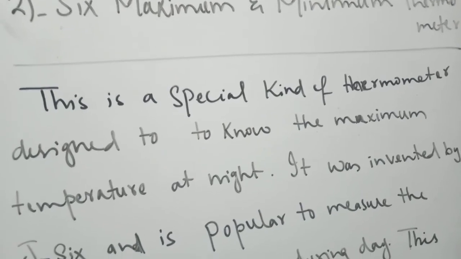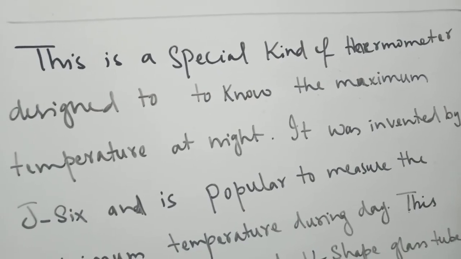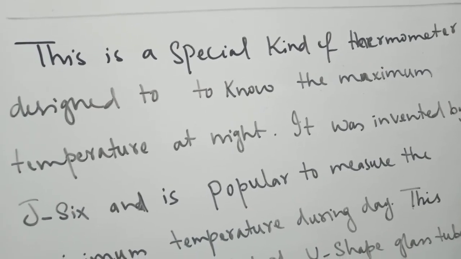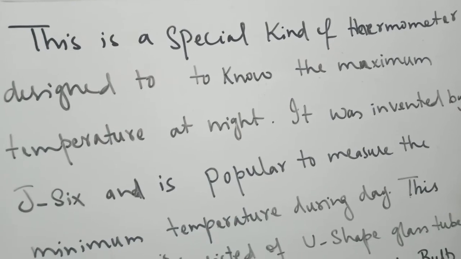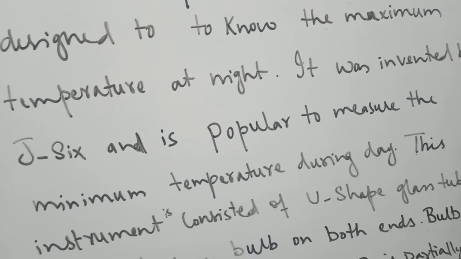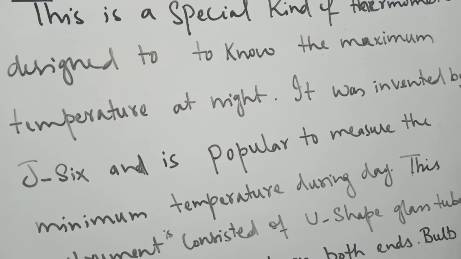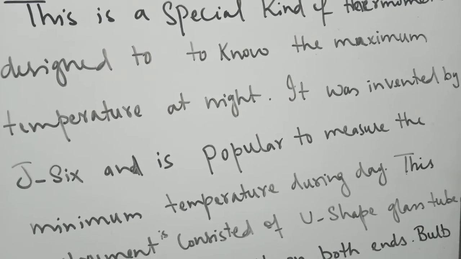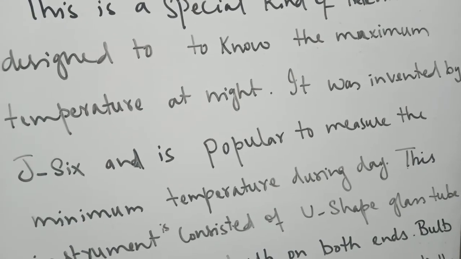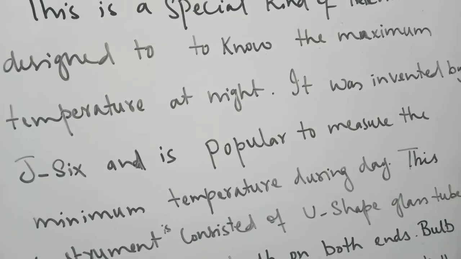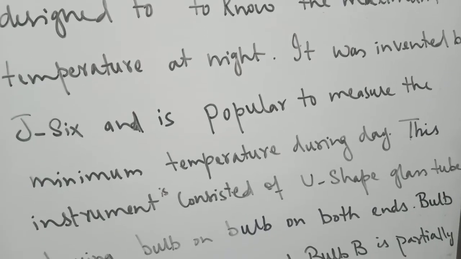It's a very special kind of thermometer designed to know the maximum temperature at night, because there was a dire need to know how high the temperature could be during night time. It was invented by Six, and it is also popular for measuring the minimum temperature during daytime. This is against the main rule, because normally we assume the thermometer records the highest temperature during daytime and the lowest during nighttime. But here you can see a difference, and this is actually the main objective: to design the Six's maximum and minimum thermometer in the opposite situation.